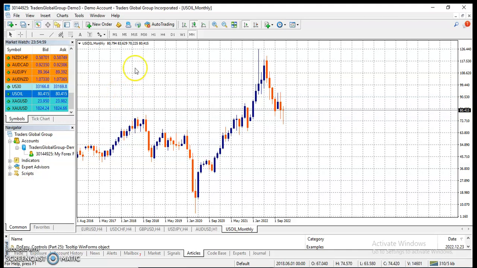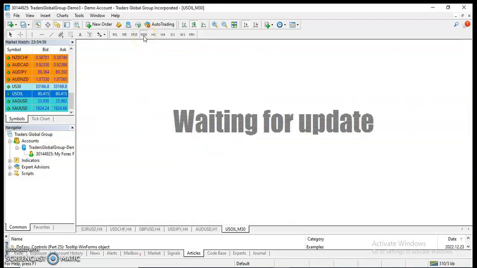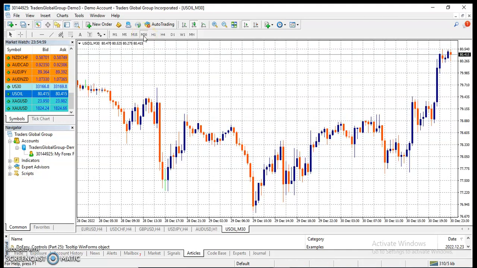All right, if you go to M30, the same thing happens. Every single candle you see on a 30 minutes chart takes 30 minutes. Each candle takes 30 minutes to form. All right, so basically that's about that.